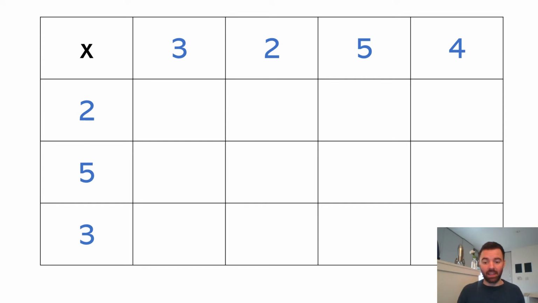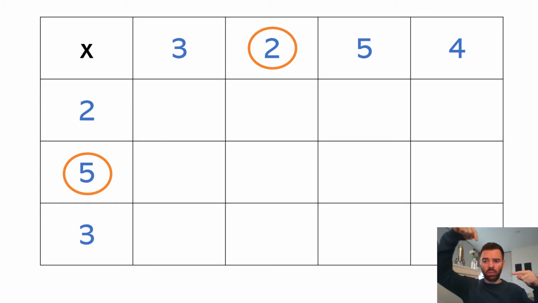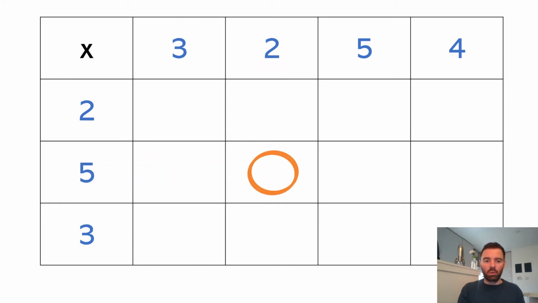Now, how it works, if I identify two numbers, for example, here I've got 2 and 5, where those two numbers meet, that would tell me what the maths problem would be. So 2 and 5 meet there, which means in this box I need to write the answer to 2 times 5. 2 times 5 is 10.